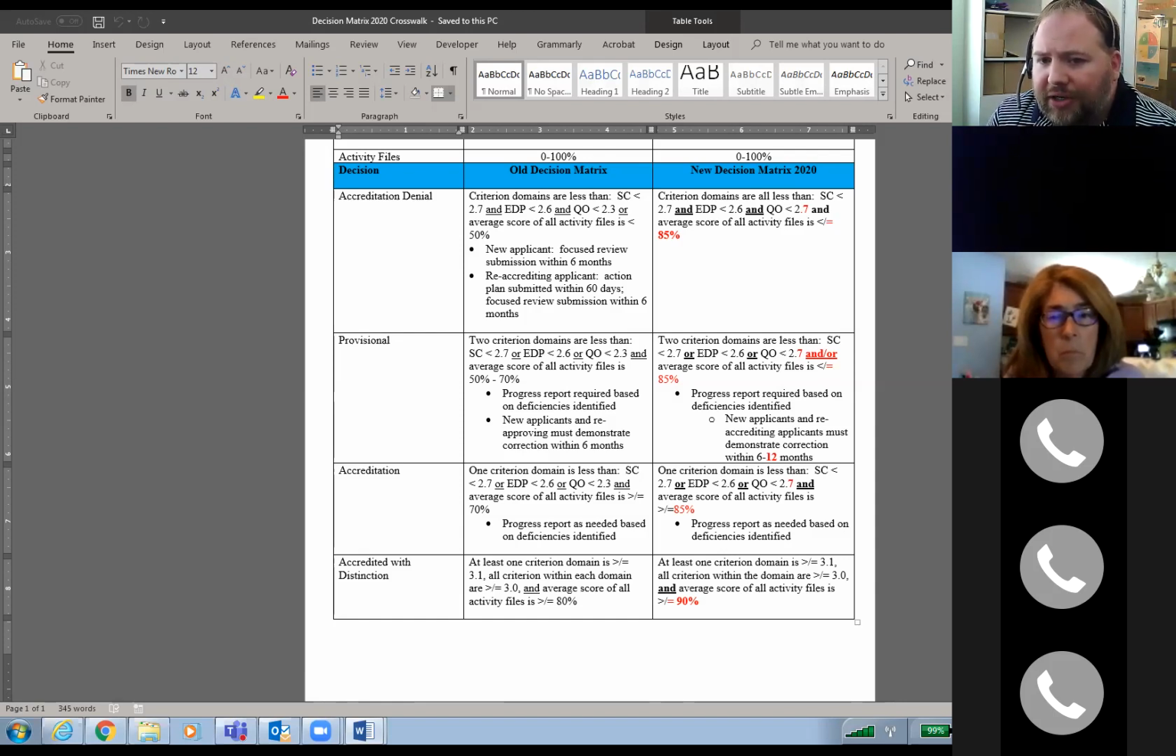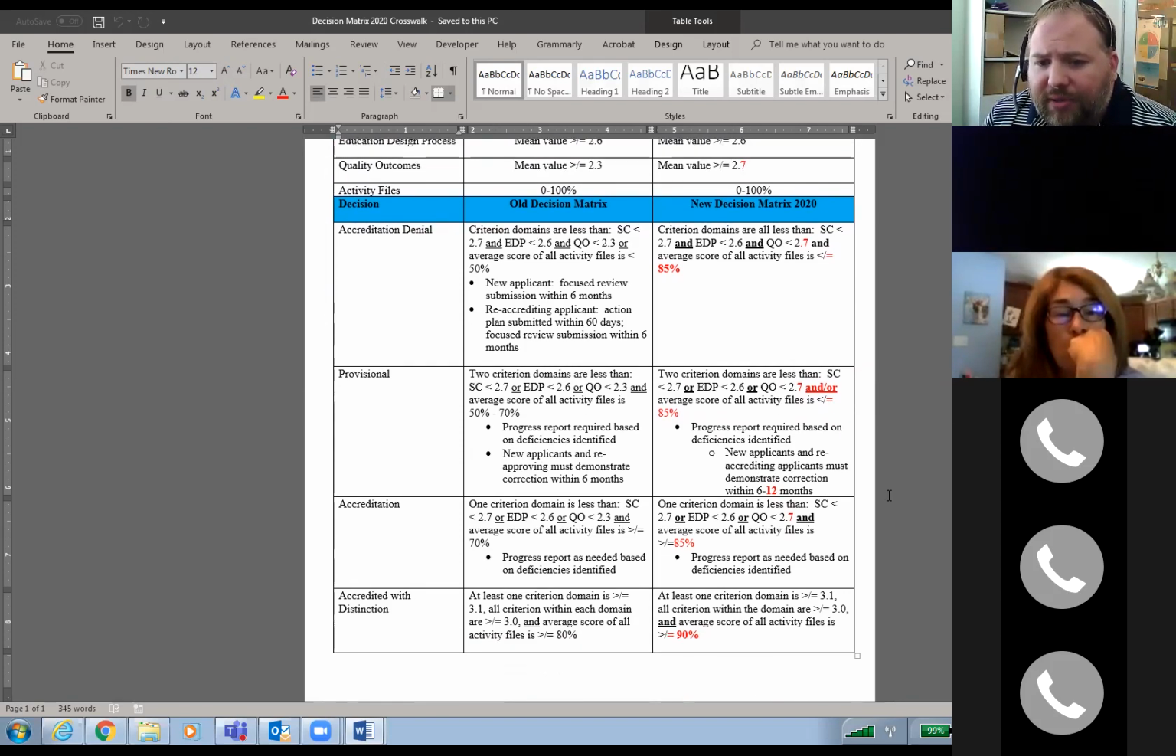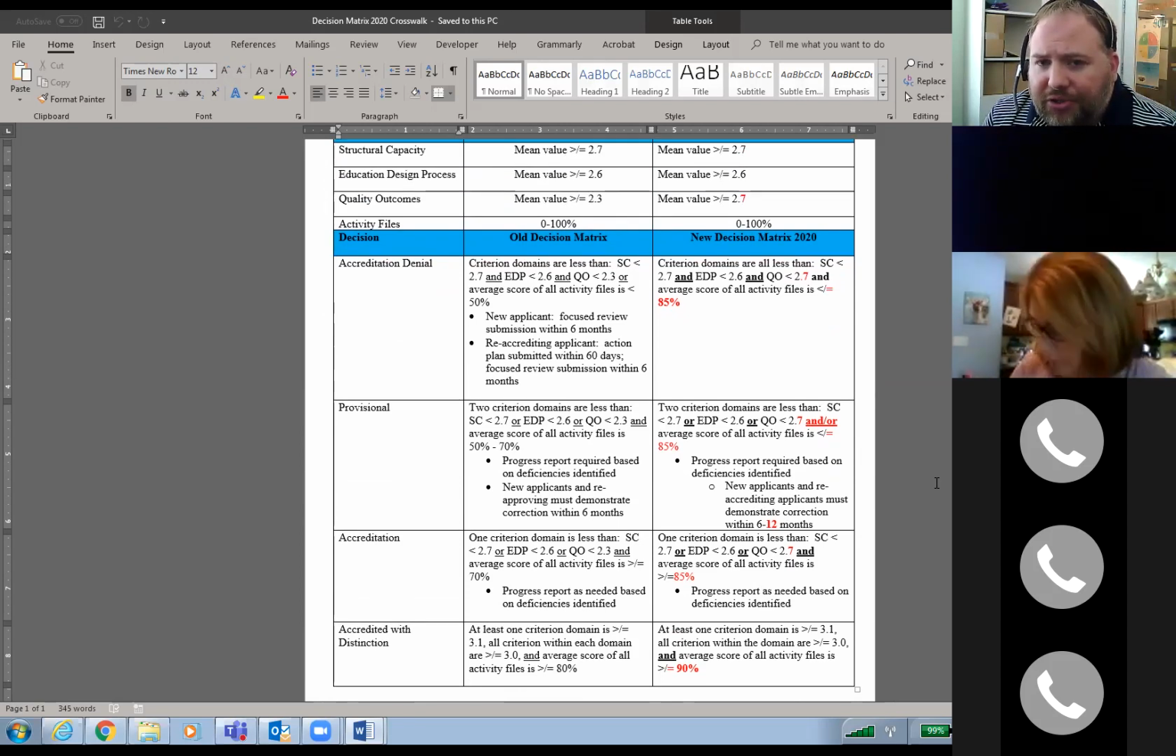If someone would file a complaint, you would say, we have standards that we need to follow, and this will support you in that. Accreditation, the quality outcomes is up to 2.7, and activity files is equal to or greater than 85%. Accreditation with distinction would be at least one criterion domain is 3.1. All criterion domains are within 3.0, and an average score of activity files is equal to or greater than 90%. So this, just a few changes, but they are major changes.